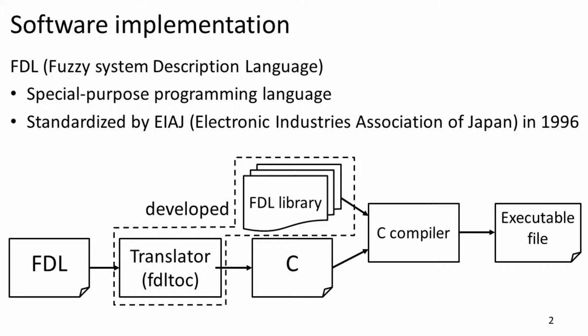For example, as a special purpose programming language, the Electronic Industries Association of Japan standardized the fuzzy system description language FDL in 1996. A translator FDL2C and an FDL library were developed at the same time. Therefore, it became possible to convert FDL to C language for software implementation.